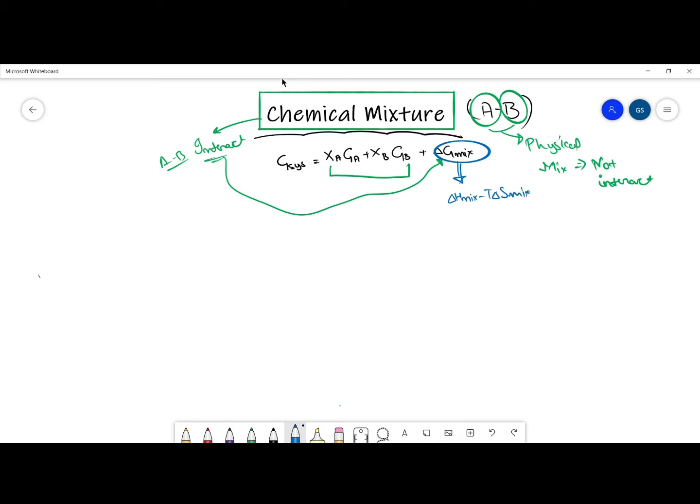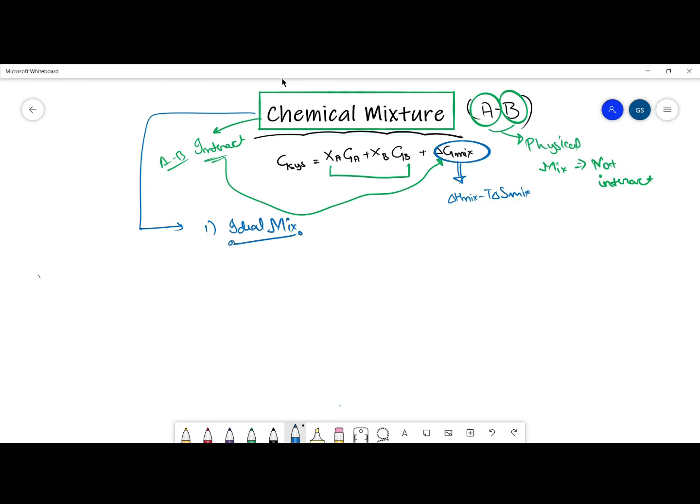Now, before diving deep into chemical mixtures, I should divide things. So chemical mixtures again are broadly classified into three types of mixtures. One is ideal, second is non-ideal, and third is regular. And we'll study them one by one. So let's study the easiest one, that is ideal mix.